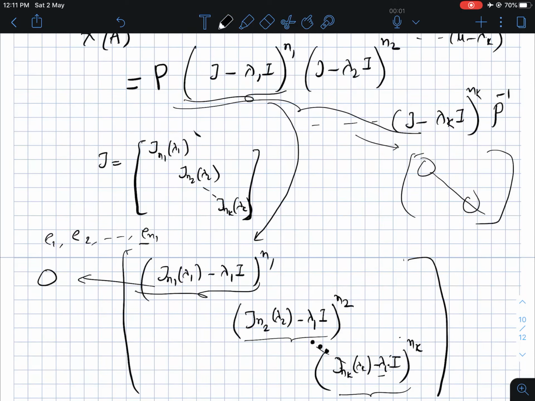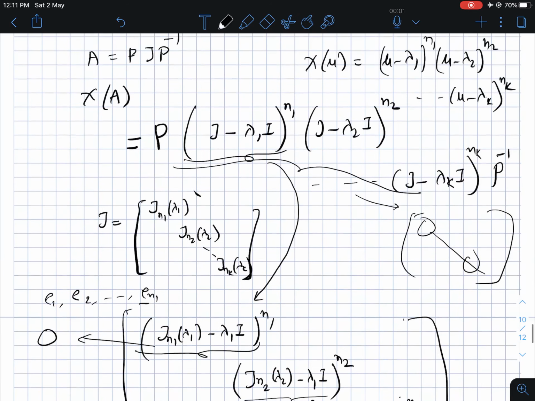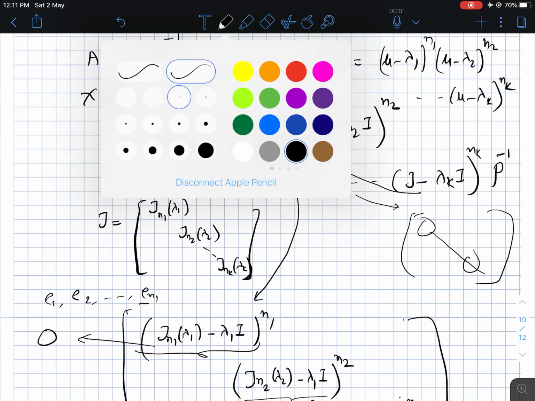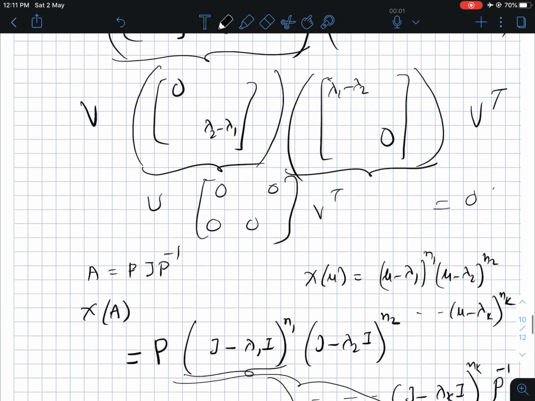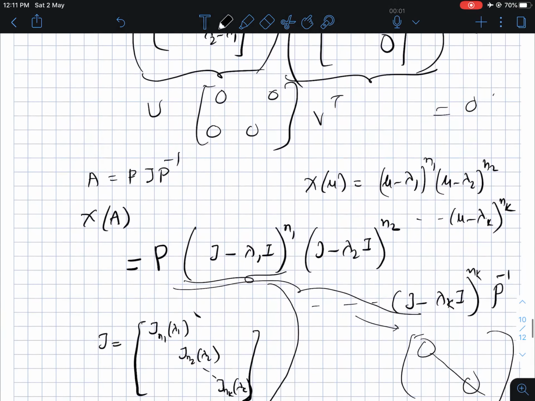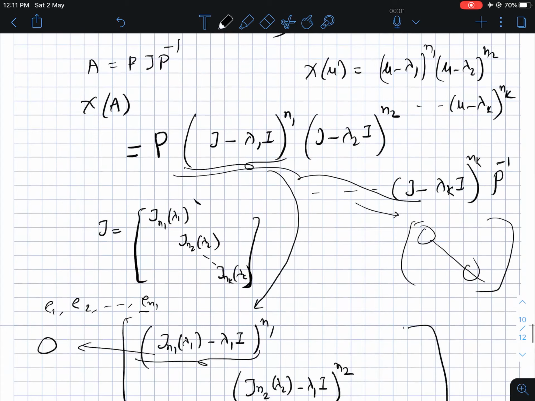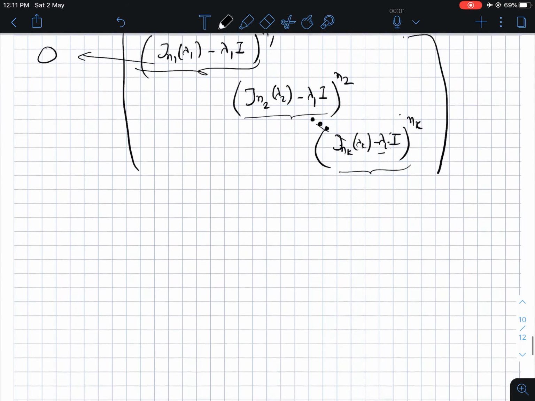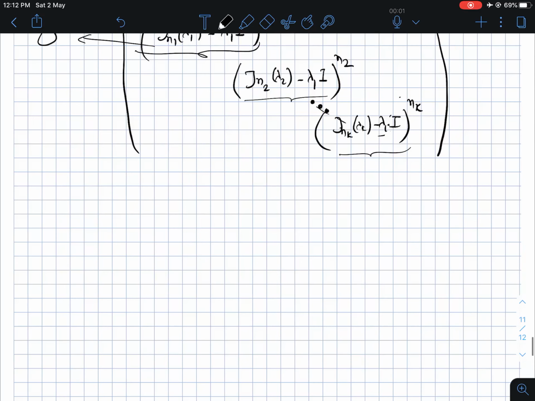And then P and P inverse here are incidental. 0 multiplied with anything will just give you 0. So that is the proof of the Cayley-Hamilton theorem. It tells you that no matter what the matrix is, whether symmetric or not, when you apply chi of A, you will get 0. So this will finish our discussion on Jordan form. The Cayley-Hamilton theorem is also useful to prove many other results, but we'll stop here as far as the discussion on Jordan forms is concerned.